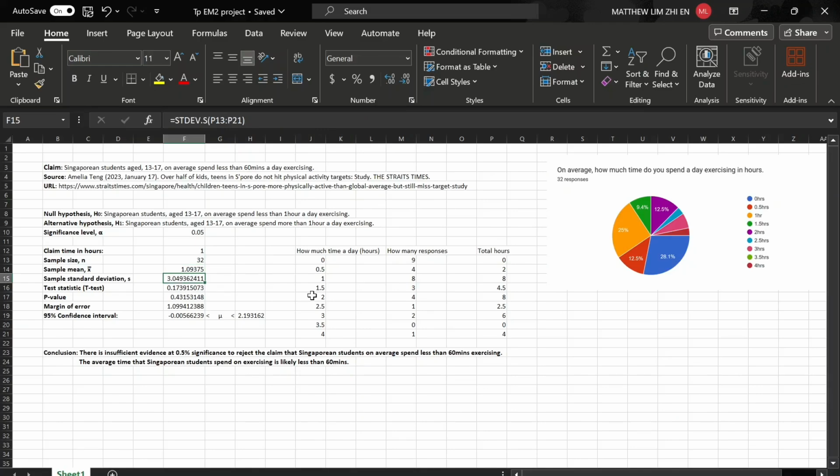The sample standard deviation, which is the average amount the data deviates from the mean, was obtained using the formula as shown here. For my test statistic, or the t-test, it basically evaluates if a group of data differs from a known value, and how I obtained this value was using the formula as shown here.